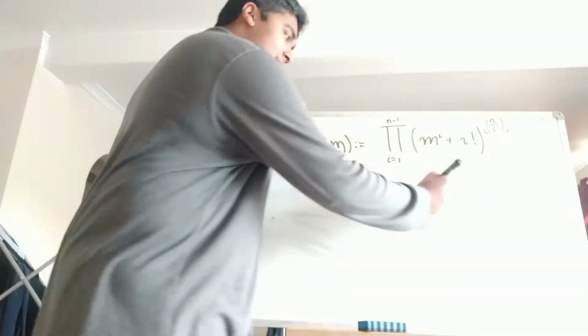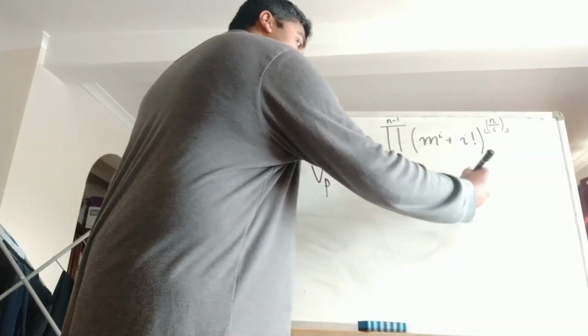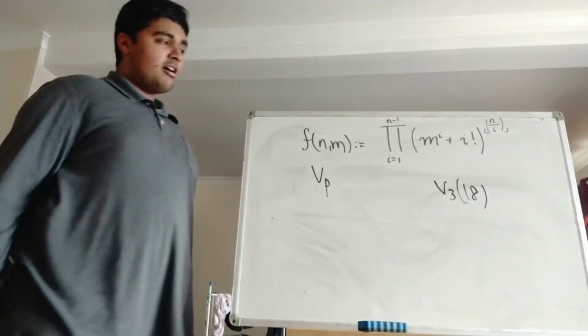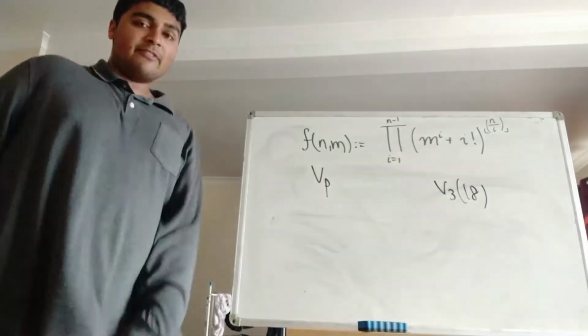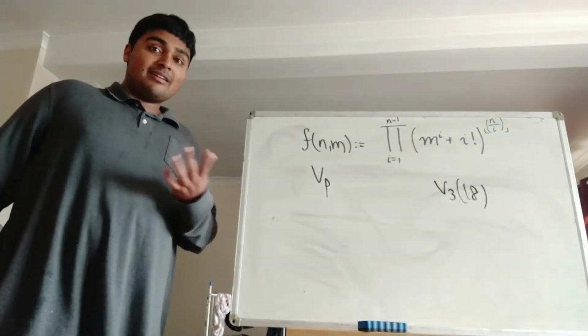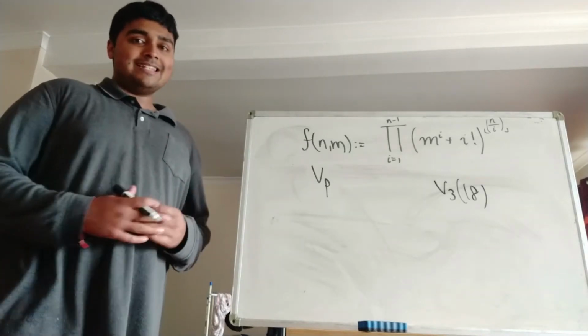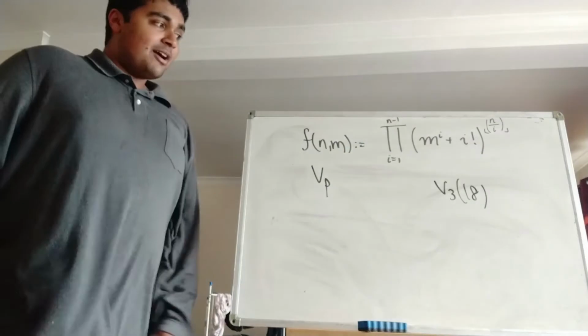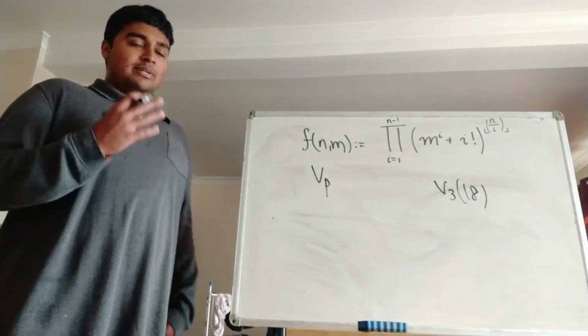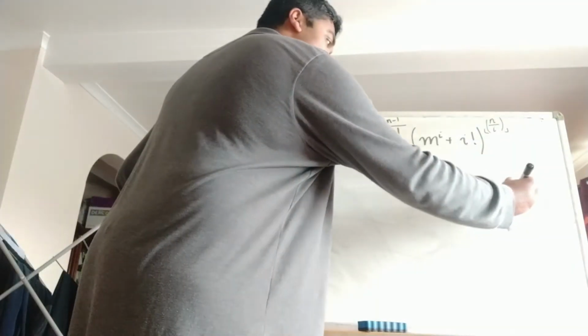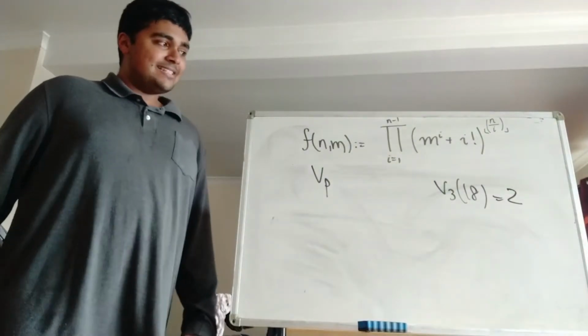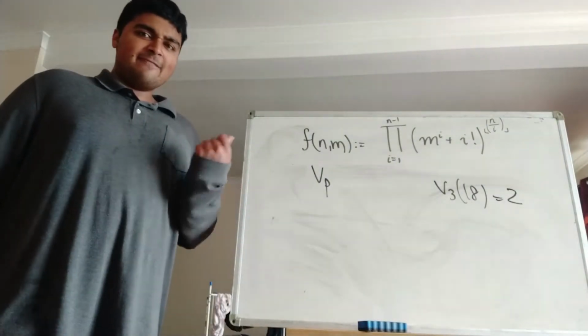So for example, if we've got v3 of 18, we want to know the largest power of 3 that divides 18. Well, 3 squared is 9 and that divides 18, but 3 cubed is 27 and that doesn't divide 18. So that means the largest power of 3 that divides 18 is 3 squared, so 3 to the power of 2. So that means that v3 of 18 is 2. So that's how we define v_p.